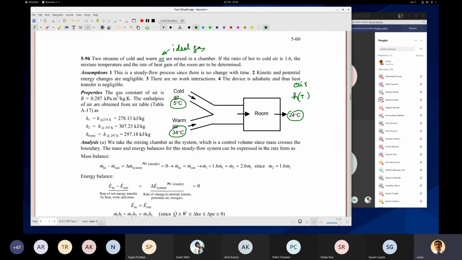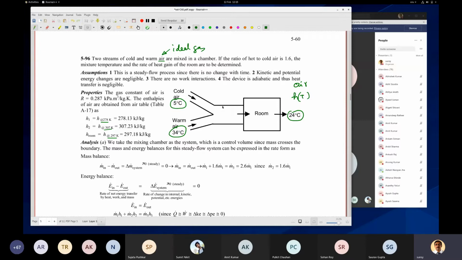Air we consider to be an ideal gas because it is far away from the triple point. The air pressure, say 1 atmosphere or 2 atmospheres, at the temperatures that we are talking about, is considered very low pressure for air, and that is why it behaves as an ideal gas. So for air it depends only on the temperature. That is why you can get the properties.